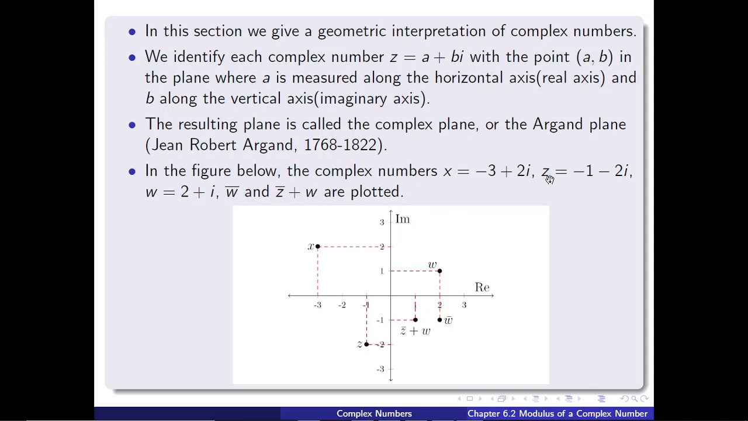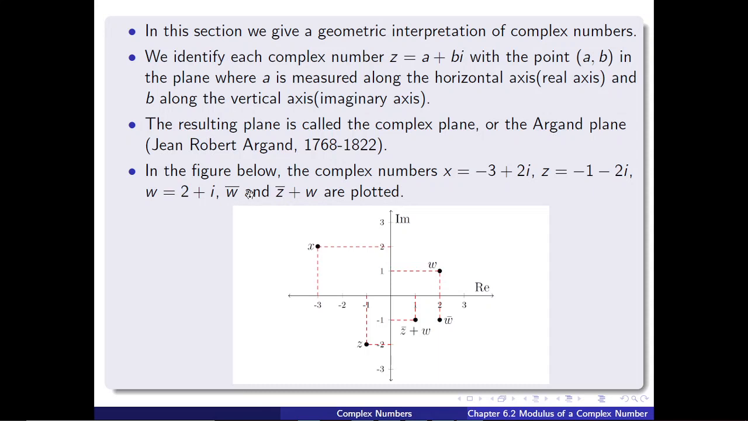And so for x, we have minus 3 plus 2i. So in the real axis, we say minus 3, in the imaginary axis, we say 2. So minus 3 to the left, and then 2 upwards, we get our x. And for z, we say minus 1 to the left, and then minus 1 down, we get our z there. And for w, we say 2 to the right, and then 1 up, we get our w there.